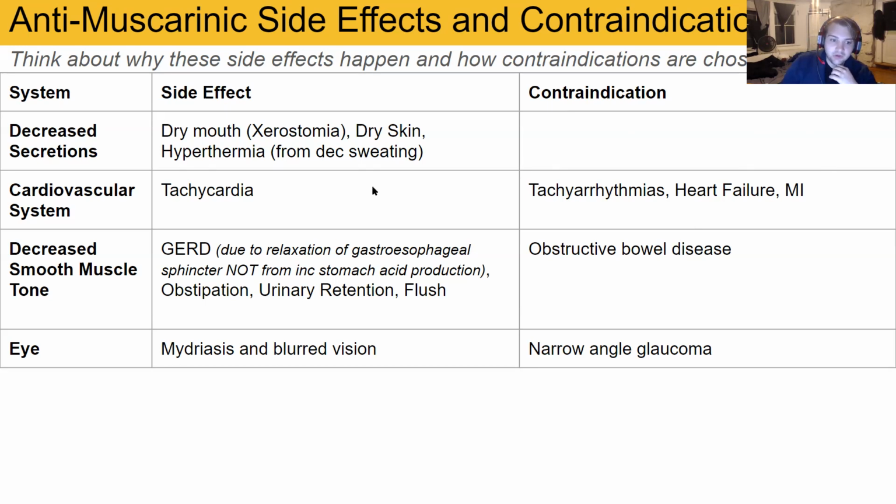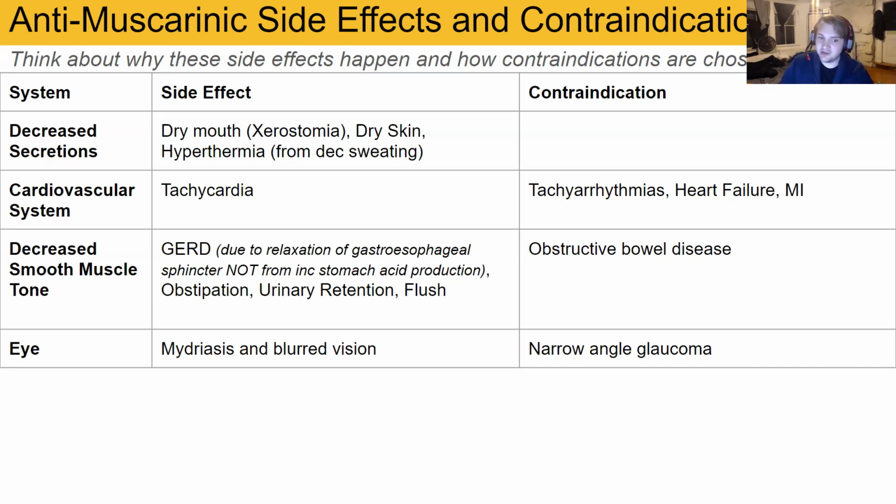GERD, because we're going to be relaxing the gastroesophageal sphincter, which we would normally think, oh, great, we're going to be increasing stomach acid production. But we're not going to be increasing stomach acid production, right? Because we're decreasing those secretions. But by relaxing the sphincter, that's going to allow for the stomach acid to wash up into the esophagus and cause it to burn.